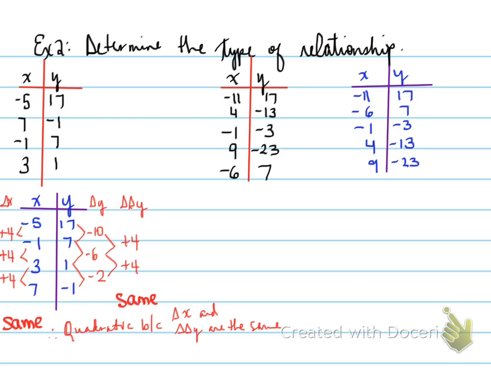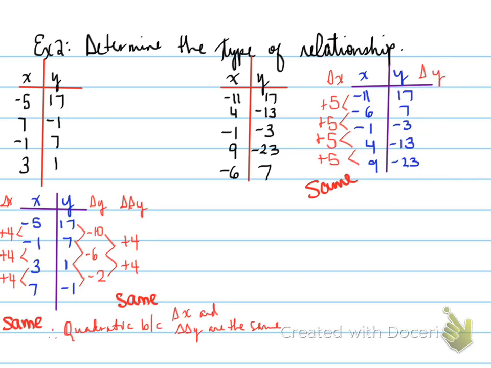What's the first step that you have to do? That's right, we have to put the x's in order, delta x. So negative 11 to negative 6 is positive 5. Negative 6 to negative 1 is positive 5. Negative 1 to 4 is positive 5. 4 to 9 is positive 5. So we found out that the delta x values are all the same. What does that mean? It gives us permission to now do delta y.